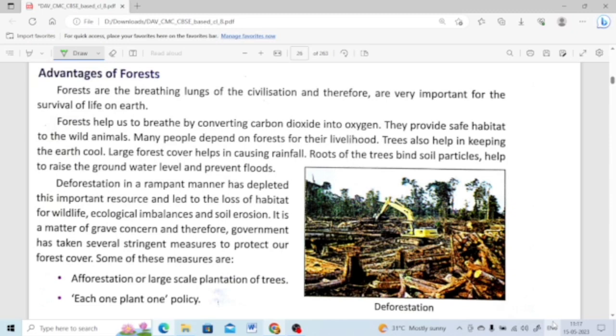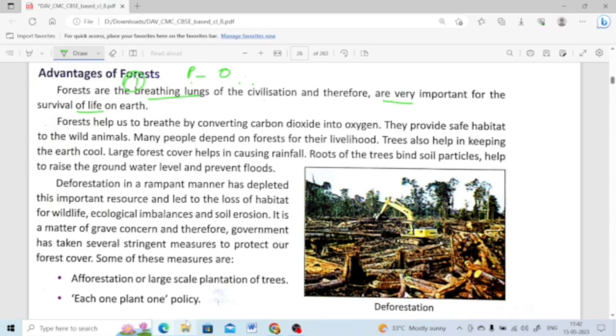Let us come to the advantages of forest. Why are we talking about forest so much? Forests are the breathing lungs of civilization. As we know, plants give us oxygen and take in carbon dioxide, which is not useful to us. They are very important for the survival of life on the earth. Forests help us breathe by converting carbon dioxide into oxygen.